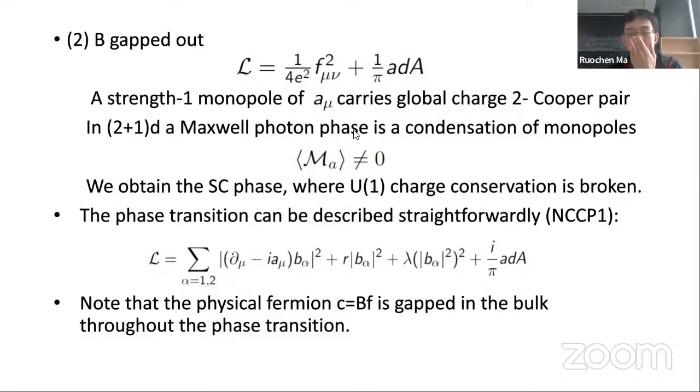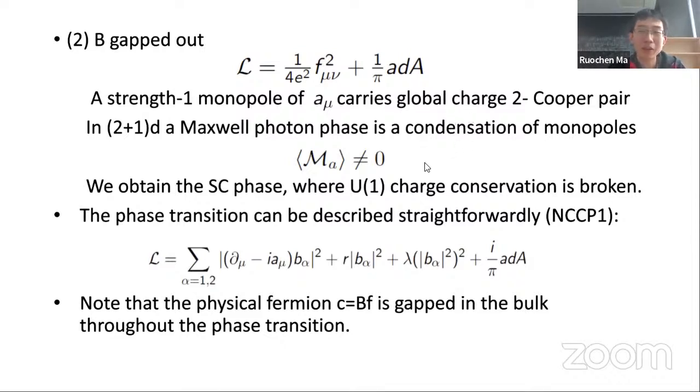So this is the description of our two neighboring phases of the transition. What we now have is a too complicated way to describe some already well-known phase. But the good thing is that now the transition can be described quite straightforwardly in this setup. So the transition happens when the boson is tuned to critical.